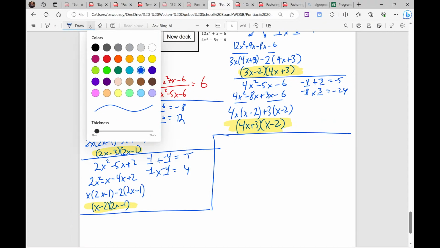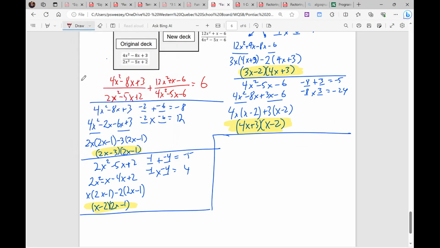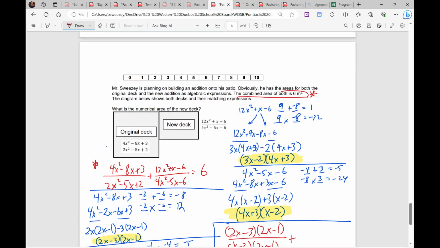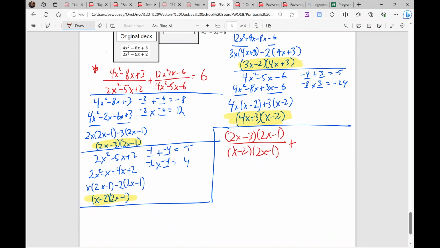I'm going to use a different color here. I'm basically just going to rewrite this, but with all the factored forms of it. So 2x minus 1 plus, because it said the combined area was 6, so add. I'm just going to double check. I don't want to screw this up. 3x minus 2, 4x plus 3, all over 4x plus 3, x minus 2, and all that's equal to 6.